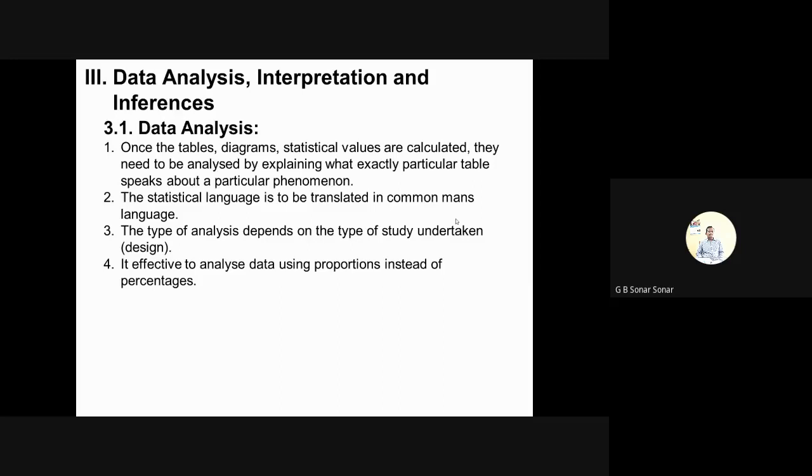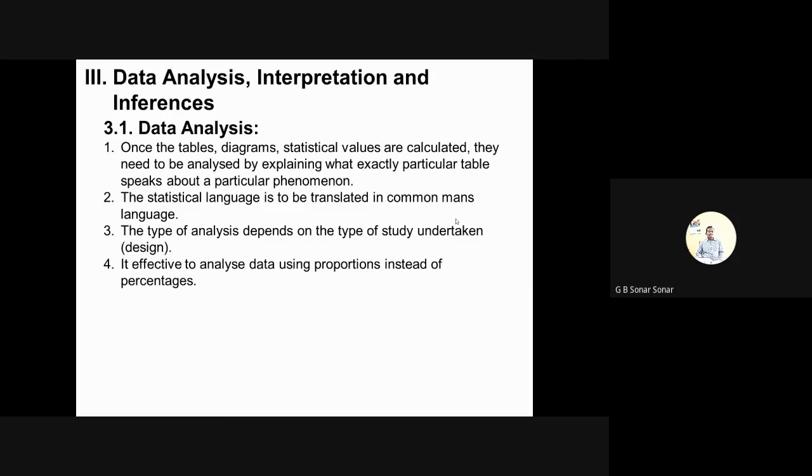Then, it is effective to analyze data using proportions instead of percentages. I have seen many reports, especially doctoral dissertations, where analysis is made using percentages. But it is not advisable to analyze data using percentages, because percentages do not give concrete understanding of the findings or phenomena present in the tables.